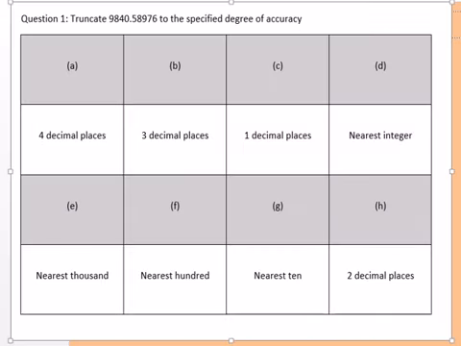Okay, so question 1 says truncate 9840.58976 to the specified degree of accuracy. So A asks us to truncate to 4 decimal places, so count 4 decimal places, chop off everything after that. And then B is 3 decimal places, and so on. See if you can do those 8 questions. Pause the video, 10 minutes, work through those 8. Be ready for the answers. So pause the video now.